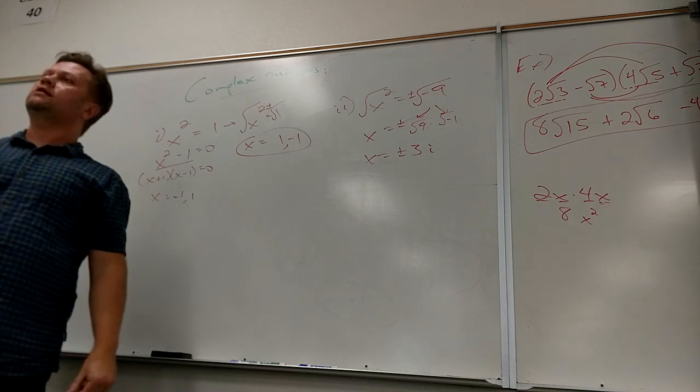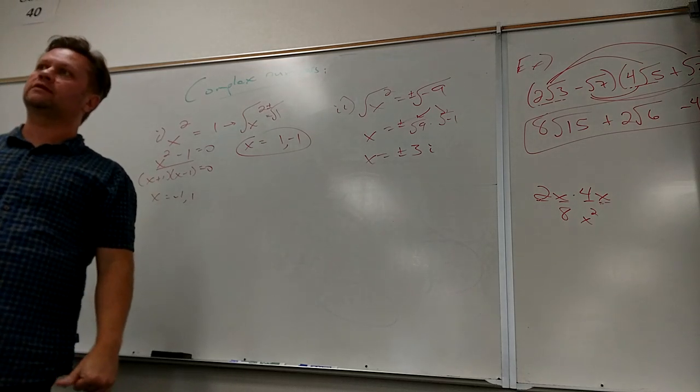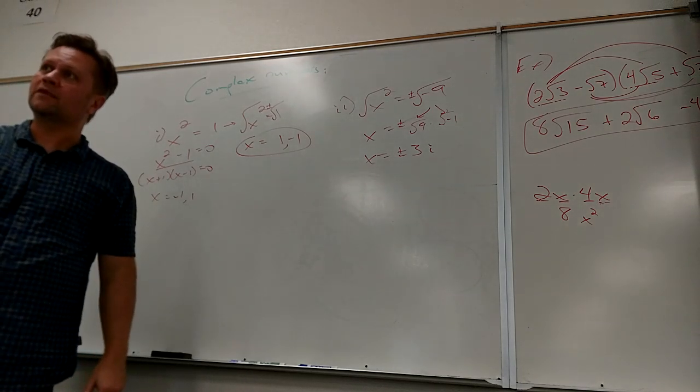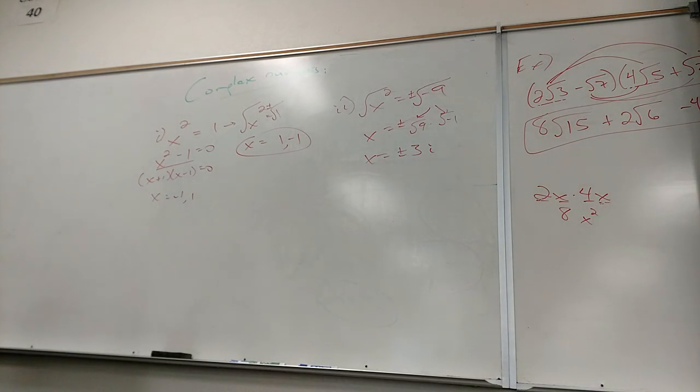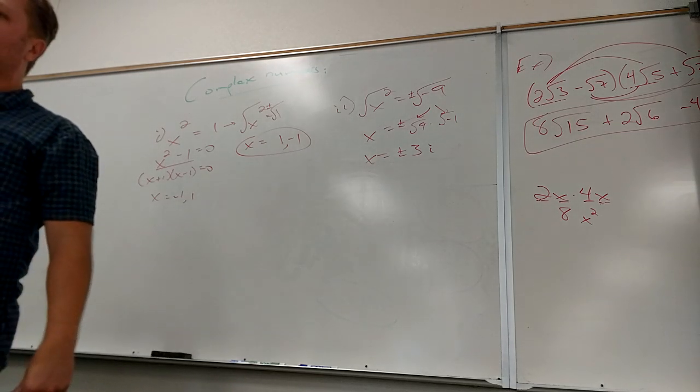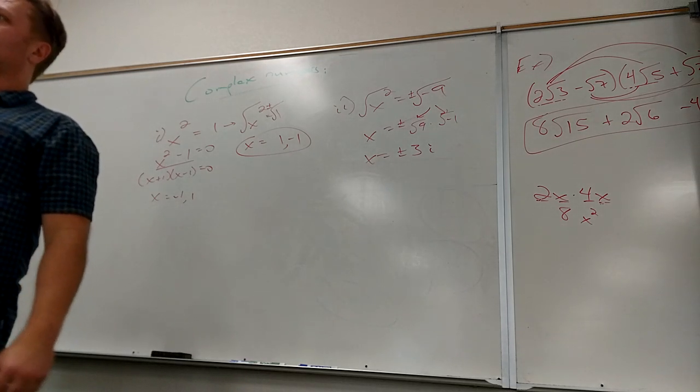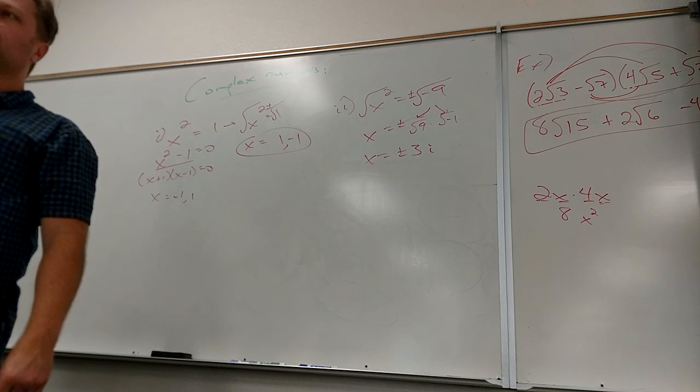So since the square root of 16 is 4, what's the square root of -16? 4i. Square root of 36 is 6. What's the square root of -36? 6i. Square root of 81 is 9. What's the square root of -81? 9i. I love it. Those are all things we weren't able to do.